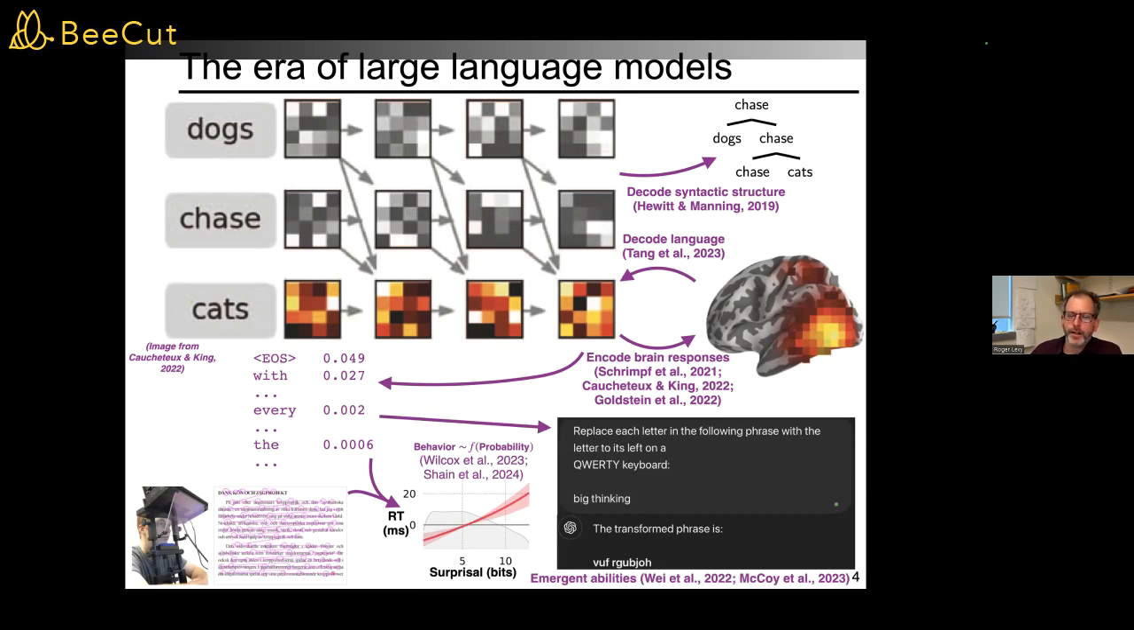For example, large language models weren't designed to replace letters in a sequence with the letters that are immediately next to them on a QWERTY keyboard, but they do a pretty good job of that on the fly. It's actually not perfect, but it's not too bad. So these are really amazing technologies.